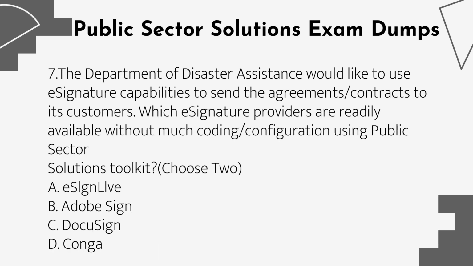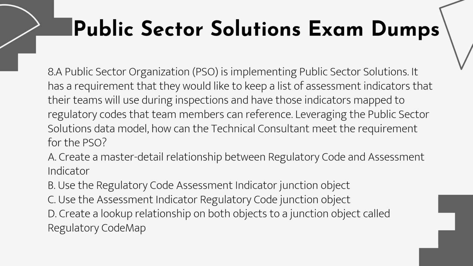7. The Department of Disaster Assistance would like to use e-signature capabilities to send agreements and contracts to its customers. Which e-signature providers are readily available without much coding or configuration using the Public Sector Solutions toolkit? Choose 2. A. eSignLive. B. Adobe Sign. C. DocuSign. D. Conga.